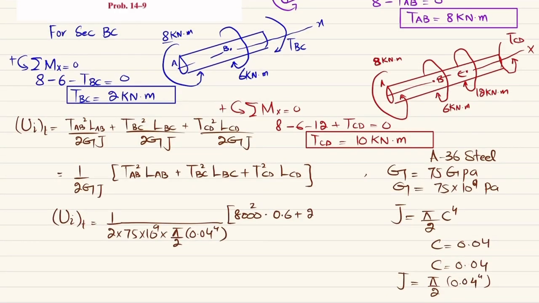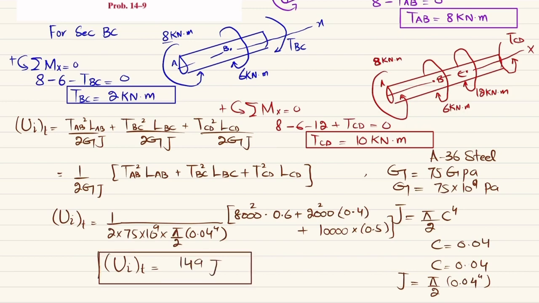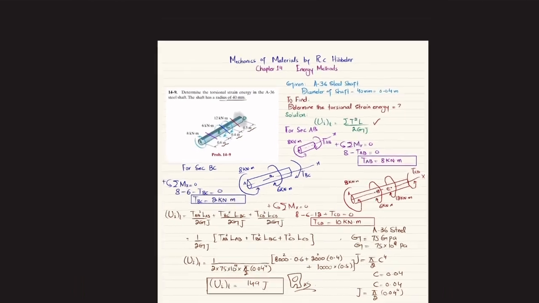Plus TBC, which is 2 kilonewton meter, which is 2,000 newton meter, square multiplied by 0.4, plus TCD is 10 kilonewton meter, which is 10,000 newton meter, multiplied by length 0.5. Okay. So when you solve this, you will get strain energy due to torsion comes out to be 149 joules. And this is the amount of energy that will be stored in this shaft due to this applied torque. And that was all about this problem 14-9.